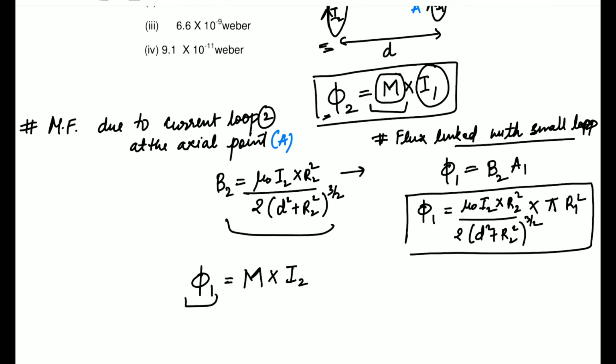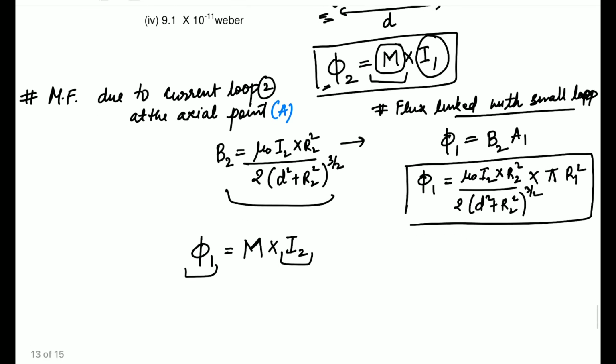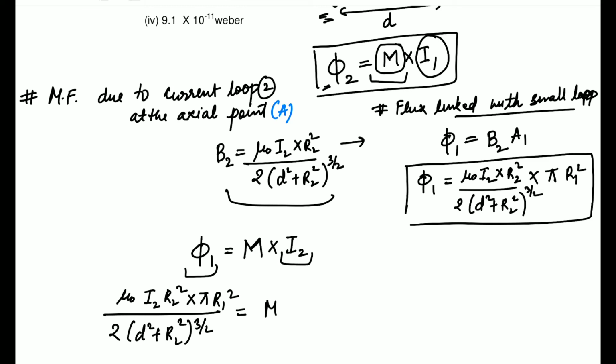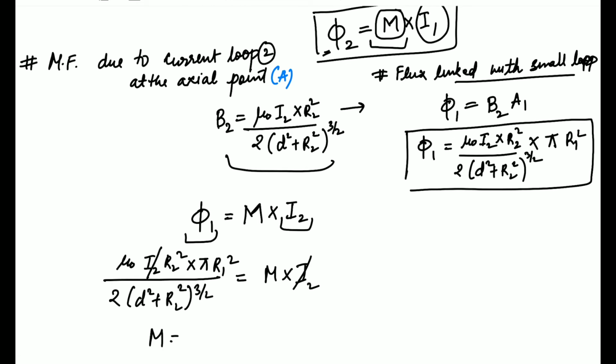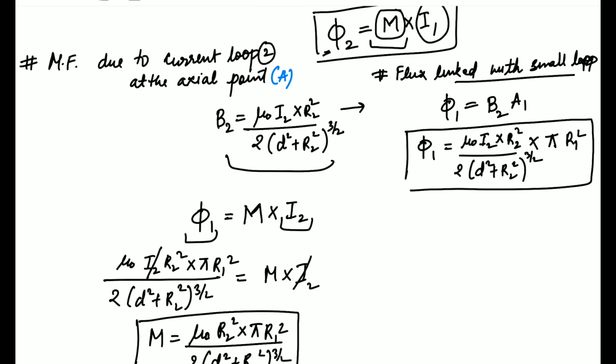So I know the value of phi, and I know the value of I2 here also, so the I2 value will cancel out. The flux value is mu naught I2 r2 squared multiplied by pi r1 squared upon 2 (d squared plus r2 squared) to the power 3/2, and that is equal to M times I2. So this I2 and I2 will cancel out. So this time I know the value of M. The value of M is mu naught r2 squared multiplied by pi r1 squared upon 2 (d squared plus r2 squared) to the power 3/2. So I know the value of M.